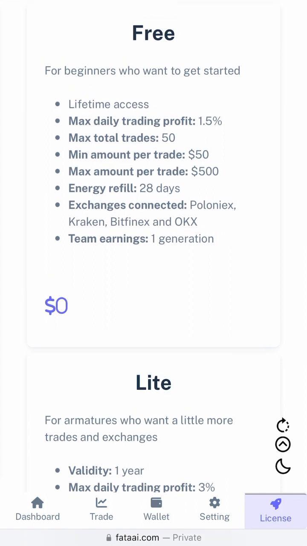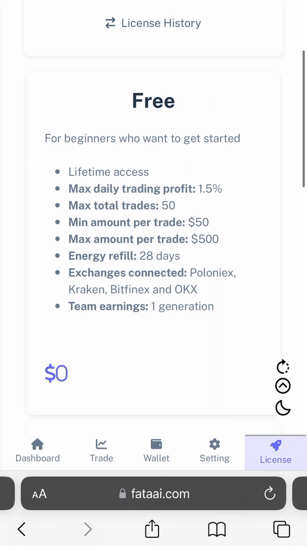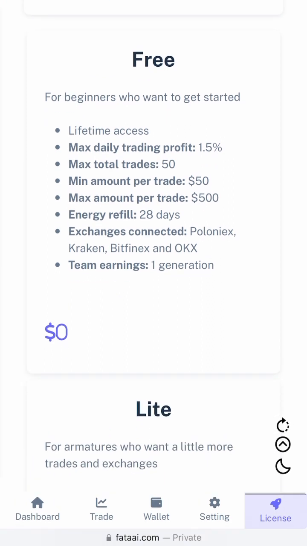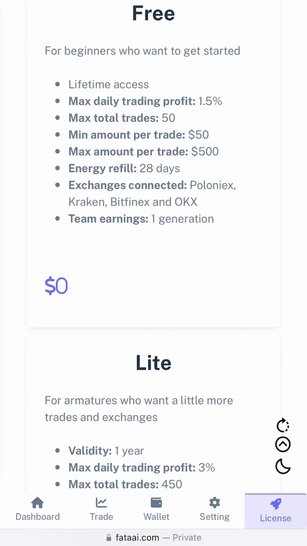You have a maximum of 50 trades. That's to say, throughout your stay in this package, you can only make 50 trades. Then the minimum amount per trade is $50, and the maximum amount per trade is $500. That's to say you cannot trade more than $500. You can trade 450, 400, 300, but you can't trade more than 500.